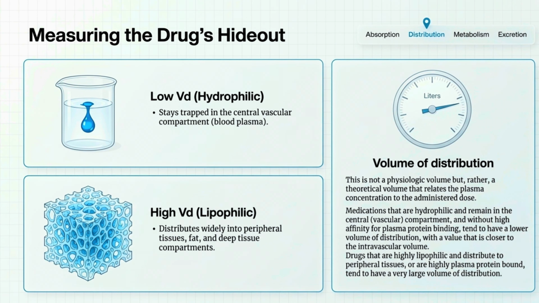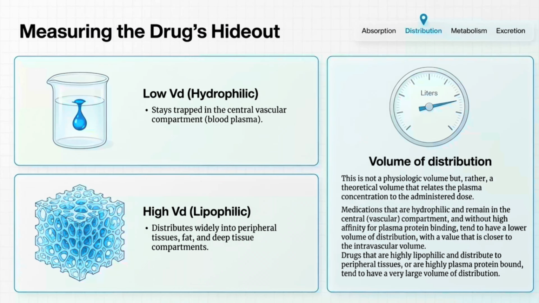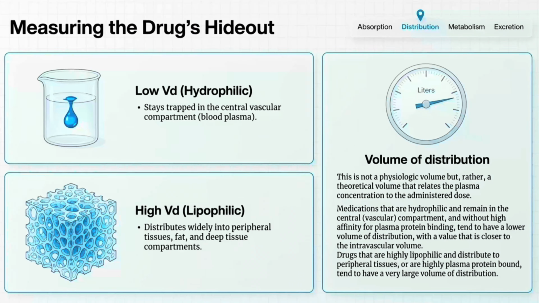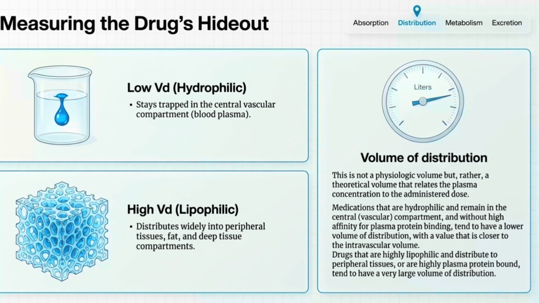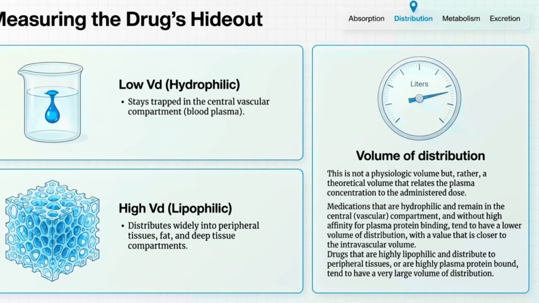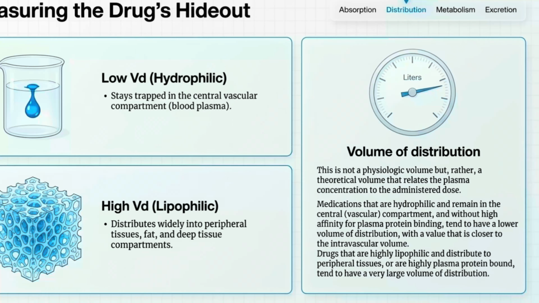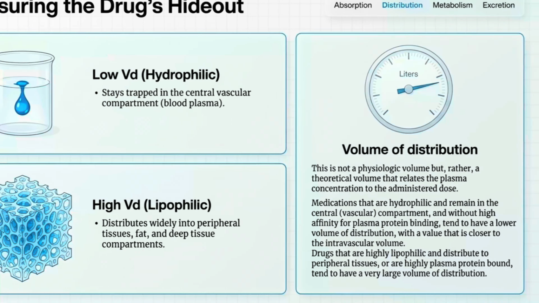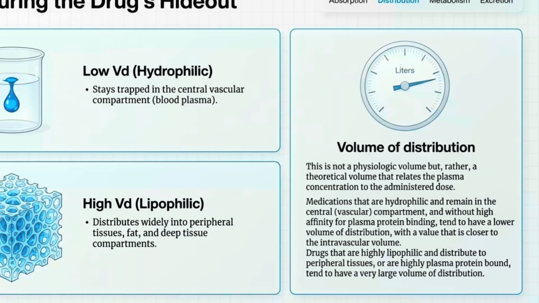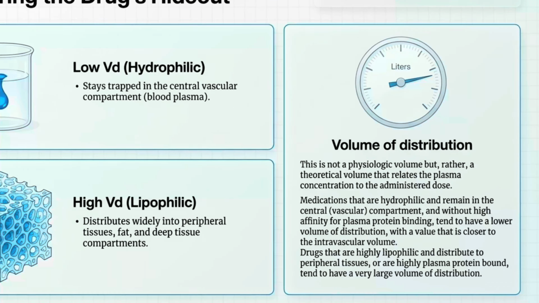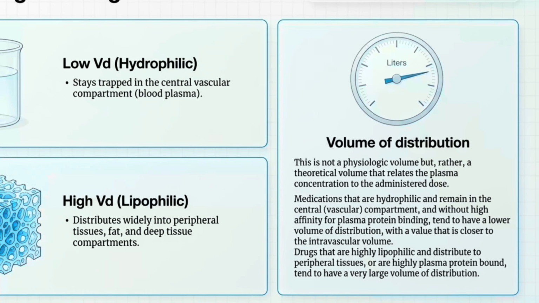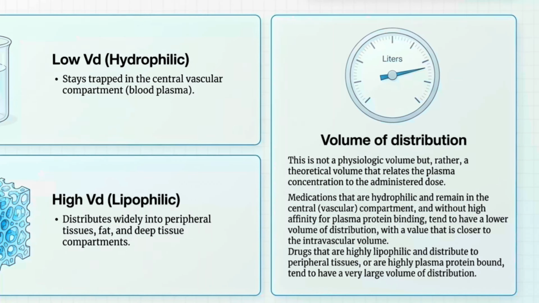So, our active, free drug is walking the streets, ready to leave the blood and enter the tissues. But here is the ultimate question for clinicians. Exactly how deep into the body does this drug actually hide? To calculate that, we use the volume of distribution. Now, this isn't a literal physical pool of liquid in the body. It is a theoretical math concept that tells us how widely a drug disperses away from the bloodstream.